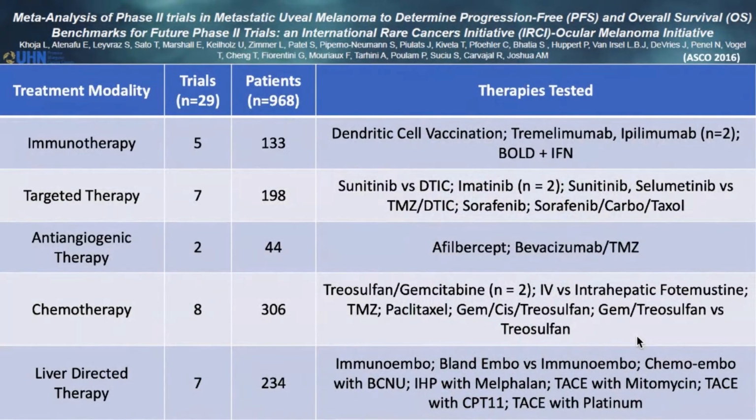And so, to take up with what Dr. Moser was saying, multiple types of treatments have been tested in uveal melanoma, and they've had relatively modest success, I would say. And we heard about liver-directed therapy, but other types of trials have also been ongoing in melanoma.